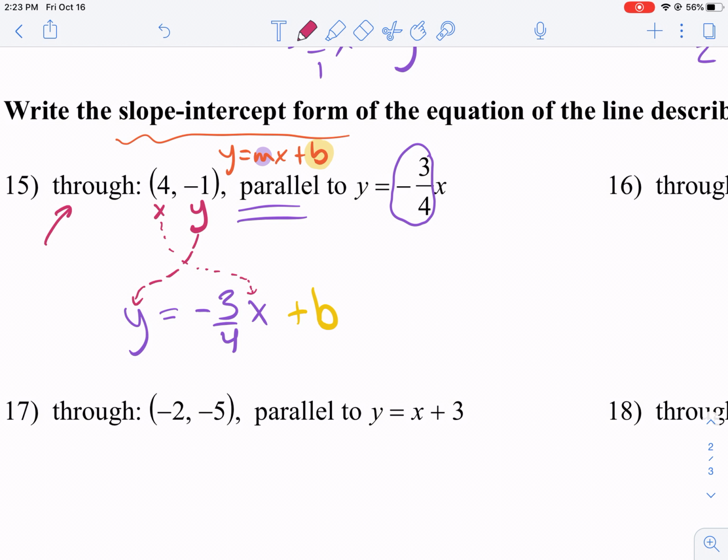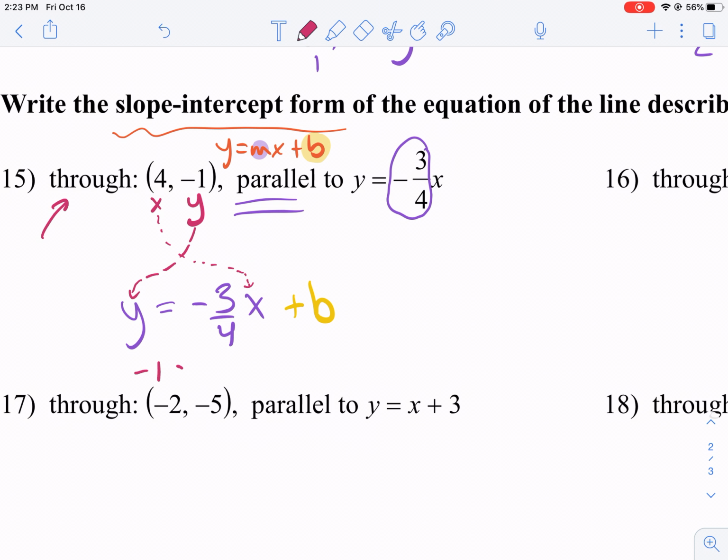Pardon the interruption. Almost done here. So we have y equals negative 3 over 4x. We plug in these values, we get negative 1 equals negative 3 over 4 times 4, and then plus b.